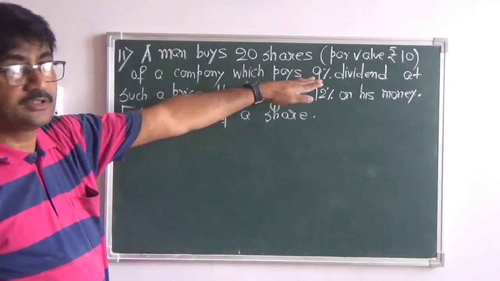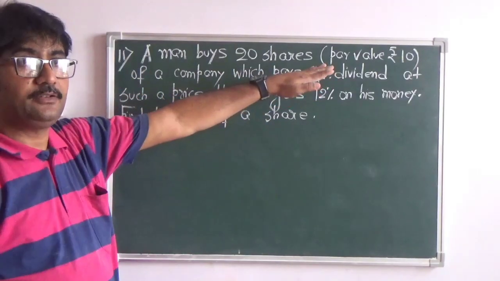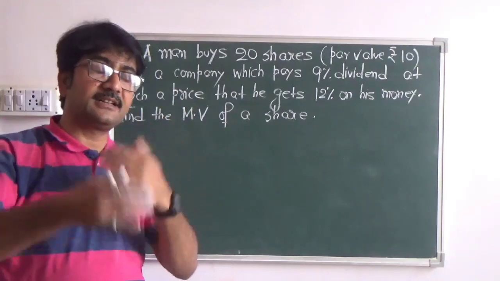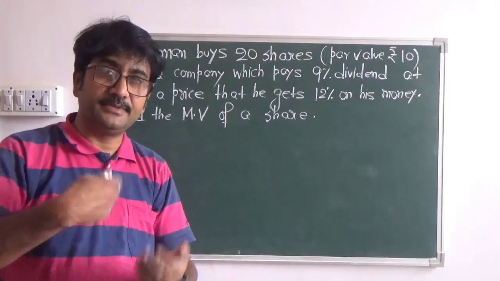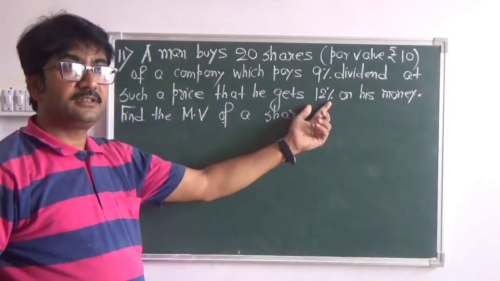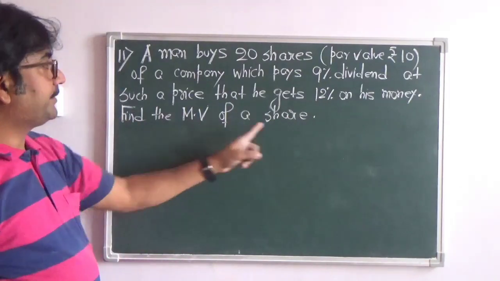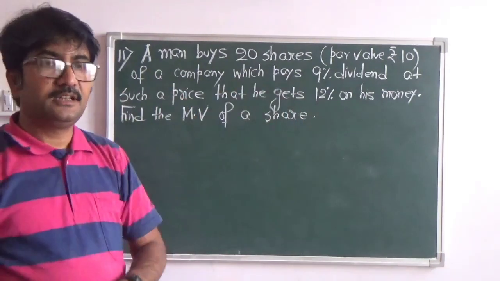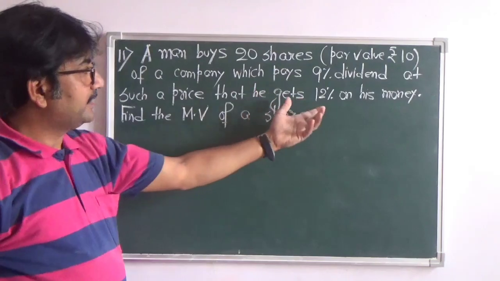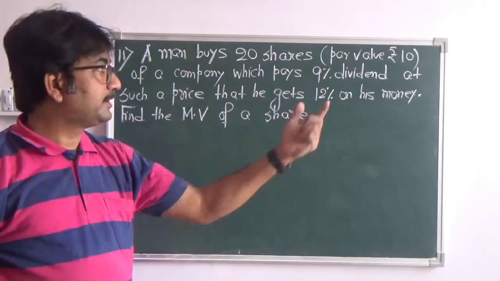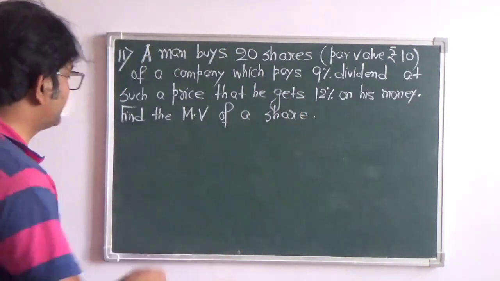This is dividend, which is to be calculated on the face value. Then when you calculate your rate of return, or the profit percent, that is given as 12%. So now find the market value of a share. What we need to do is find the rate of return, and that will be equal to 12%. So let us first proceed.